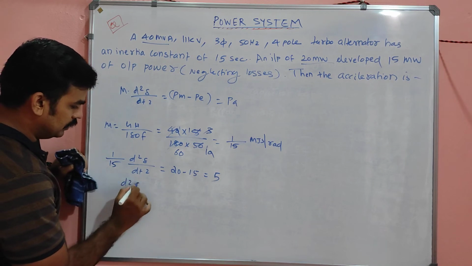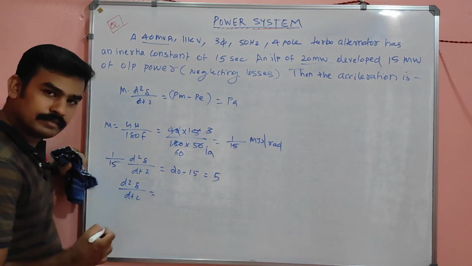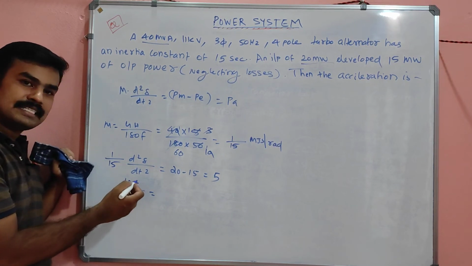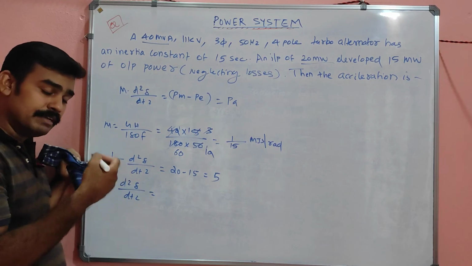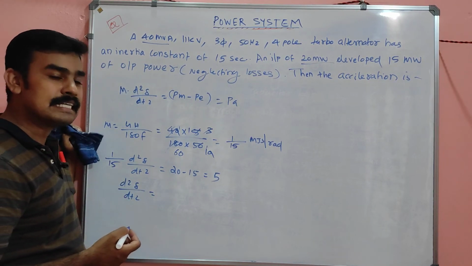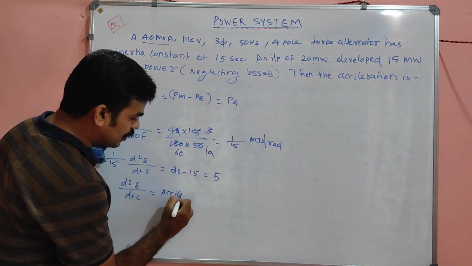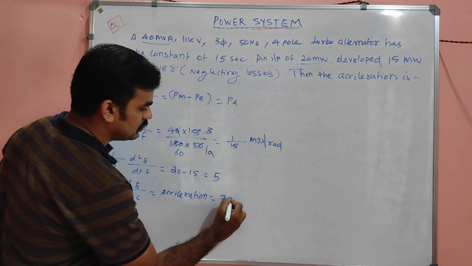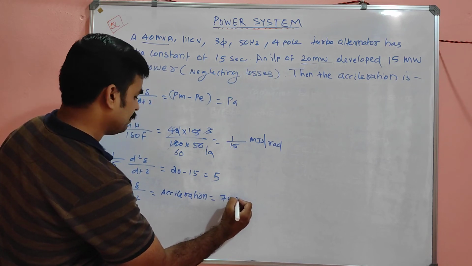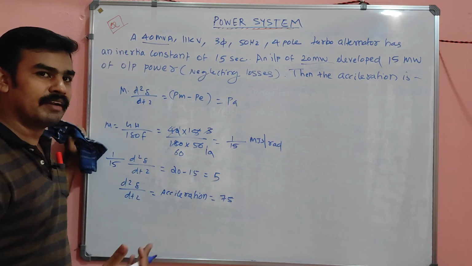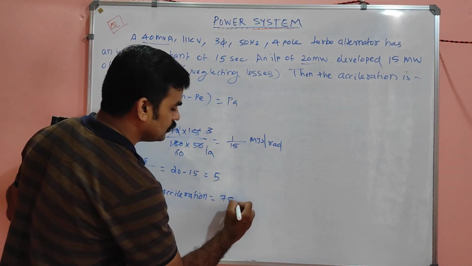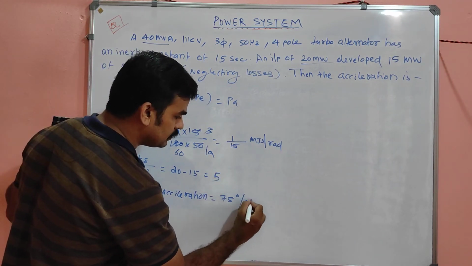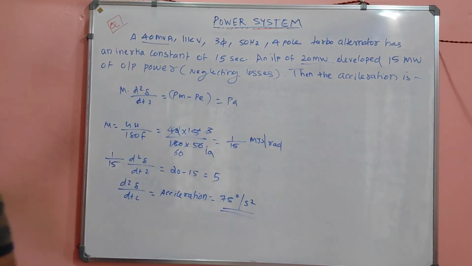So d square del by dt square, it is nothing but what? D square del by dt square, double differentiation of angle. Del is angle, na. Double differentiation of angle will give you the acceleration, which is nothing but, my dear, 15 into 5, 75 meter per second square, normally. So instead of meter, it is in angle, degree. So degree per second square. So 75 degree per second square.